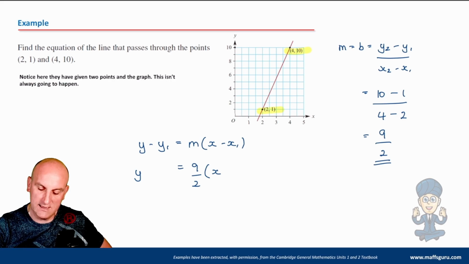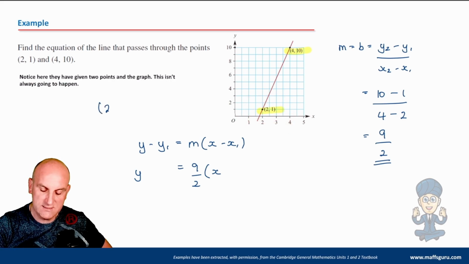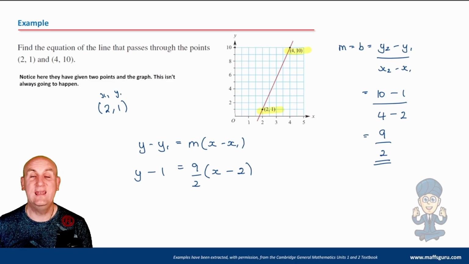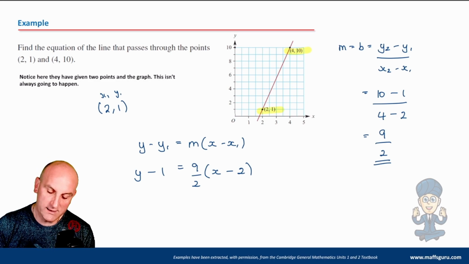Rightio, so let's see what we've got here. So let's use my coordinate value 2, 1. So there's 2, 1. That's my x1, and there's my y1. So y minus 1 is equal to 9 on 2 times x minus 2. Now we can't leave it like that because we've got to get the y on its own. So I could write it like this, but again, it's not going to be actually correct.